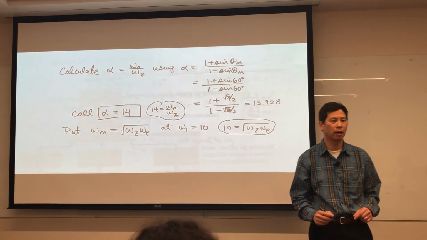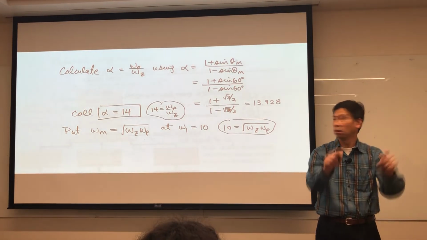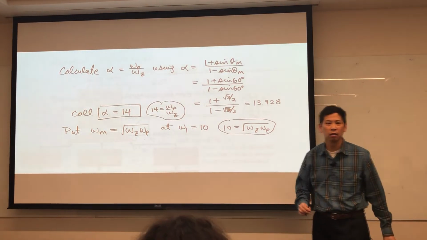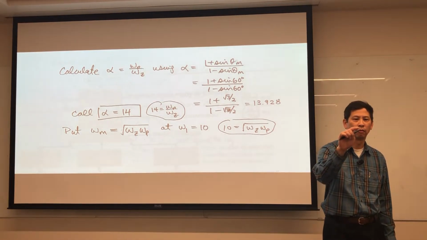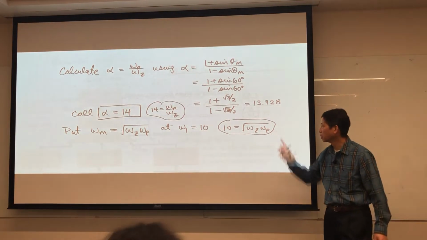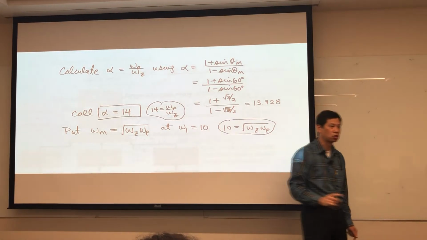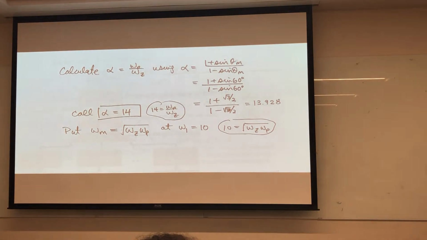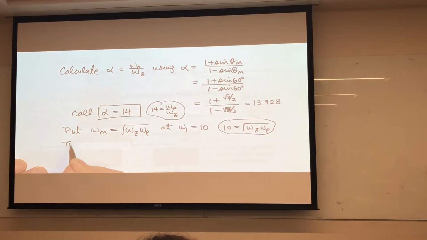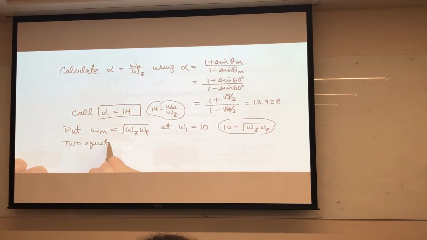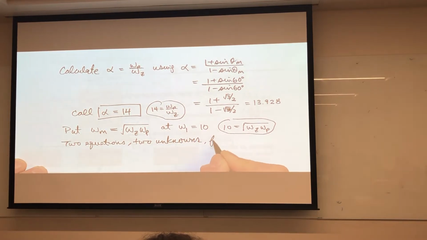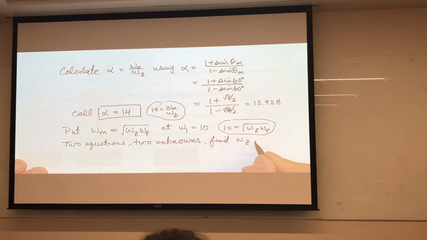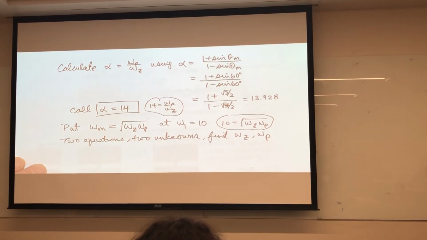Let me ask everybody in the first, second, and third row to find omega z, and if you're in the fourth, fifth, and sixth row, to find omega p. Two equations, two unknowns. That's your job. Talk to each other, come to an agreement on what is omega z and omega p. I'll leave that up there.